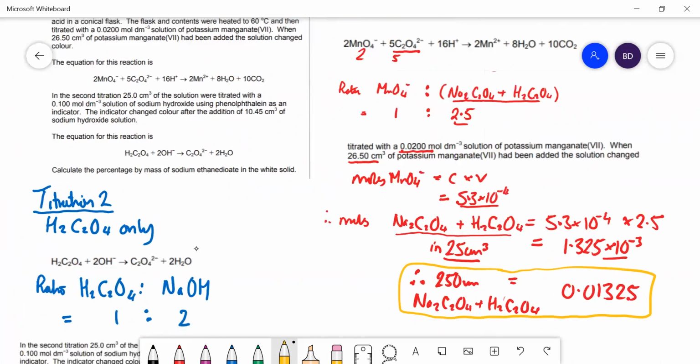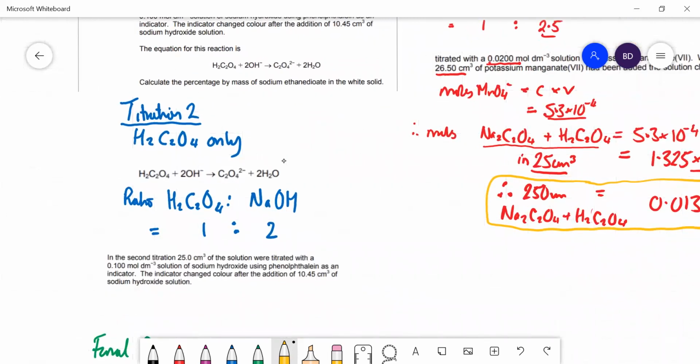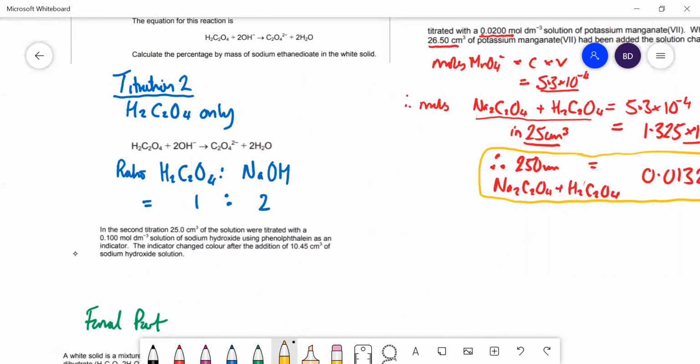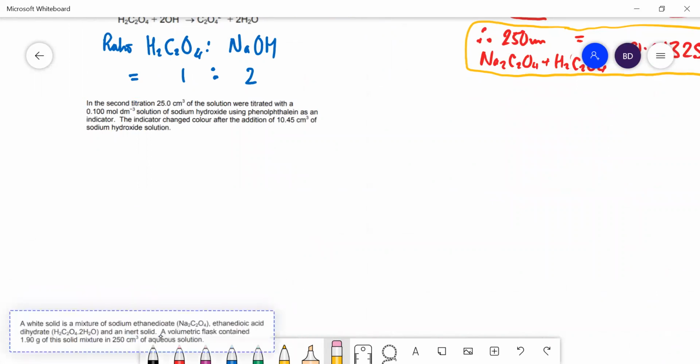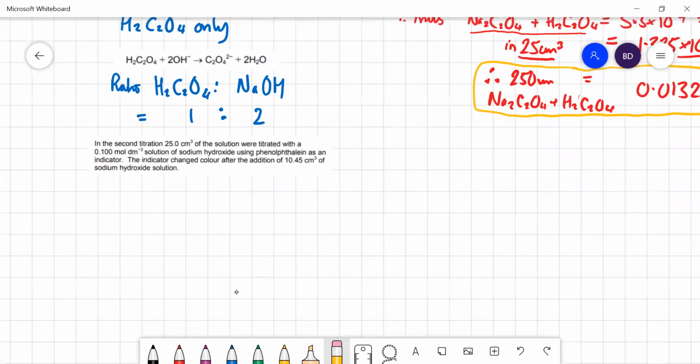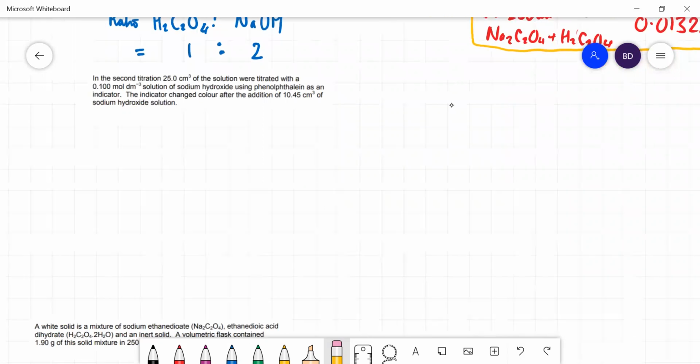Now titration 2, all right, we'll do it here. Titration 2, we'll just rub this bit out here. Make a bit of space. I'm going to drag this down out of the way. It lets me. Right. So here, titration 2 is only going to pick up the ethane dioic acid. It's not going to detect the sodium ethane dioate.